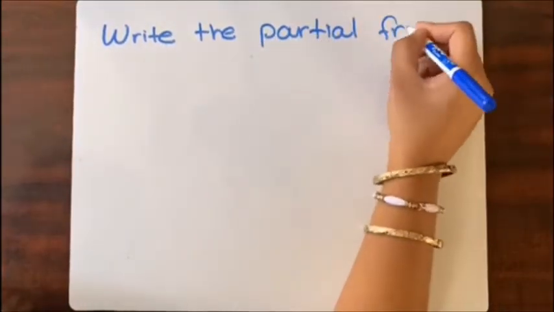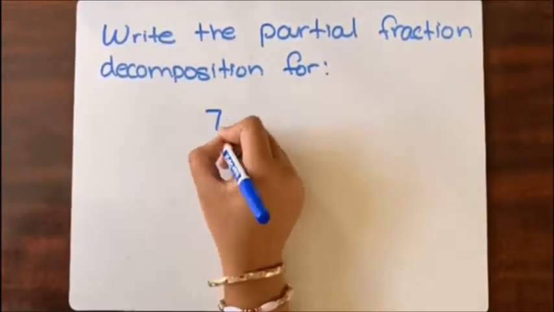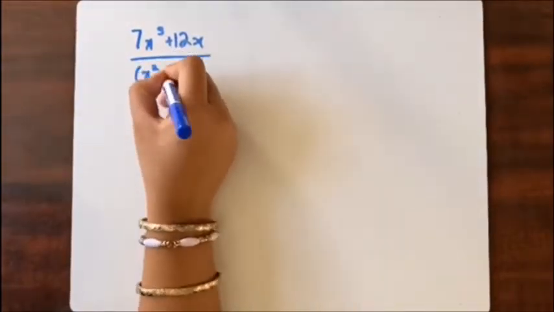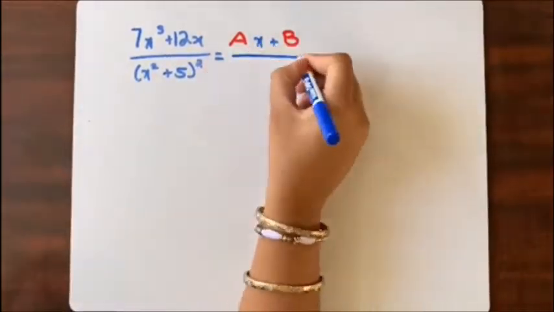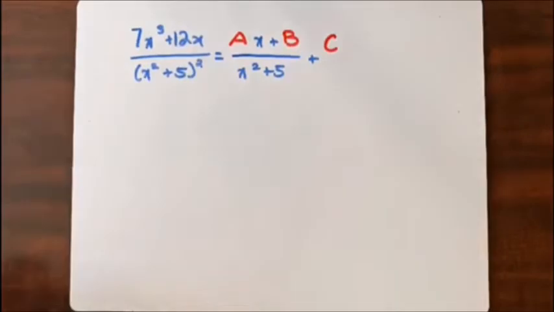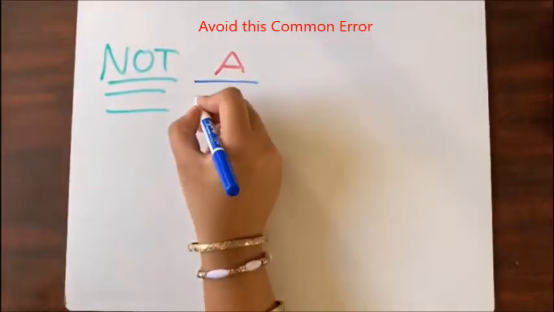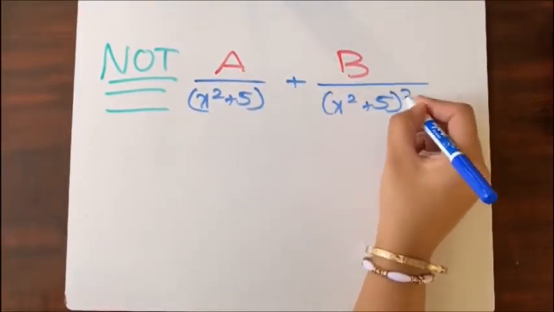Write the partial fraction decomposition for 7x cubed plus 12x over x squared plus 5 to the power of 2. We should include one partial fraction for each power of x squared plus 5, which leads to ax plus b over x squared plus 5 plus cx plus d over x squared plus 5 to the power of 2. Avoid this common error.